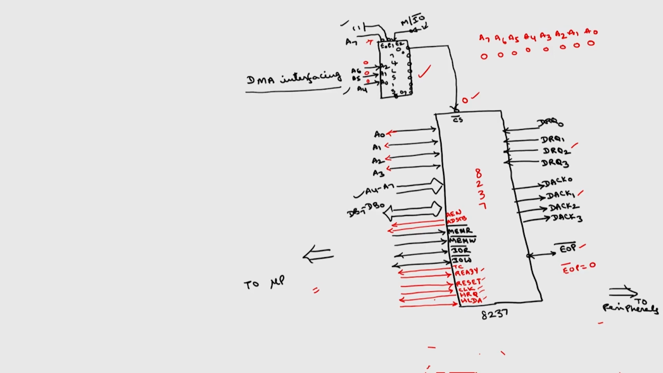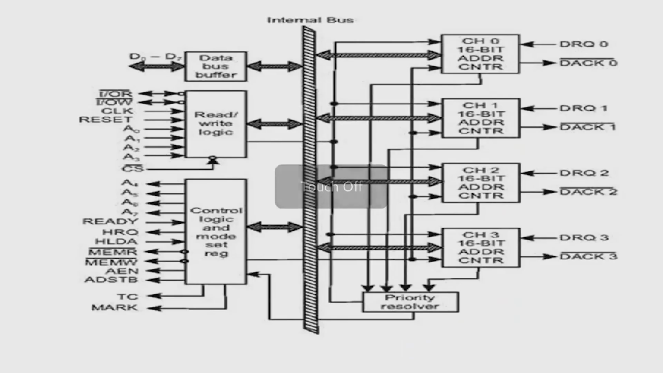Then the system interface. If I come to the internal diagram of 8237, whatever I drew in the earlier slide is only a block diagram. Now we have the complete details here, with all the signals. This is the data bus buffer, which has 8 data lines. This is the read write logic. The chip select we have generated, then we have the reset signal; the microprocessor can reset the 8237. This is the clock signal.